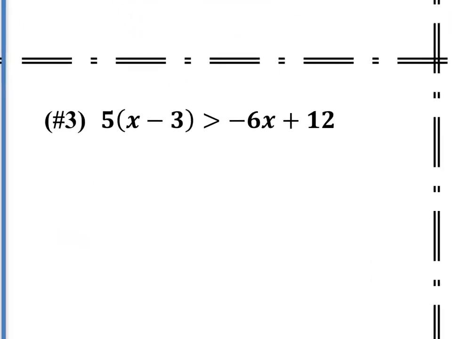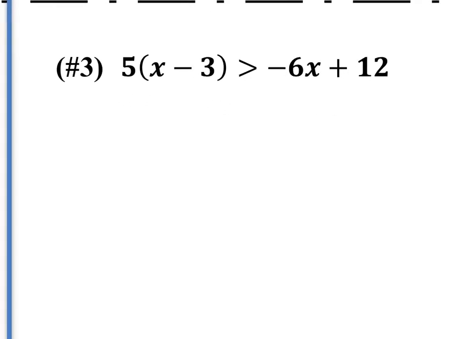The next ones are going to be a little bit more tricky, but still the same procedure follows. Let's do blue. Okay, we have 5 times the quantity of x minus 3 is greater than negative 6x plus 12. So imagine this was like an equal sign. If that was an equal sign, what would be the first step? Remember, we're solving equations. What was the first step? We need to simplify, which means we need to distribute. This is kind of a throwback. Don't write this down for now. Distribute and combine like terms is the first step when we're solving equations.